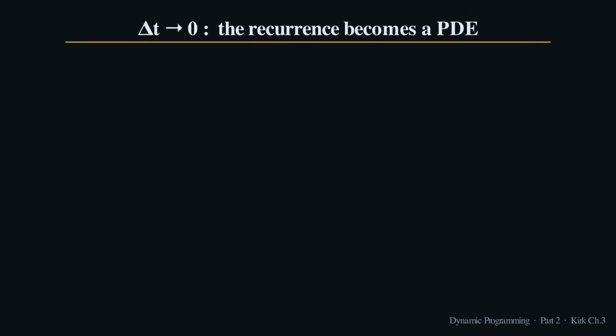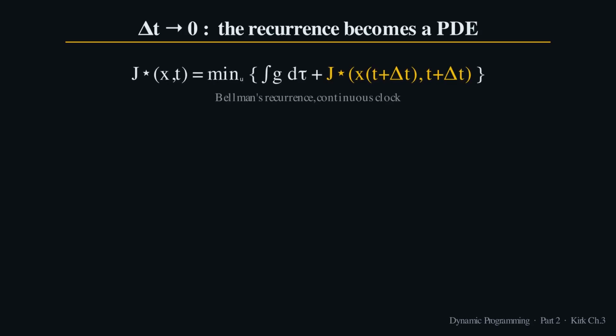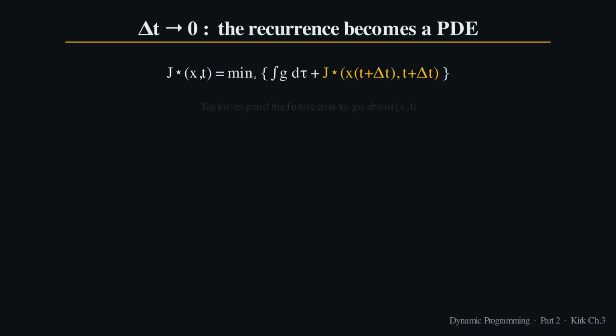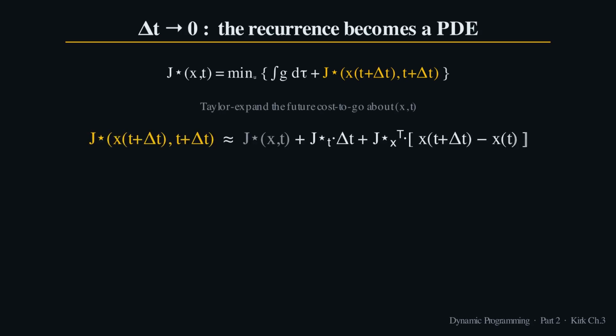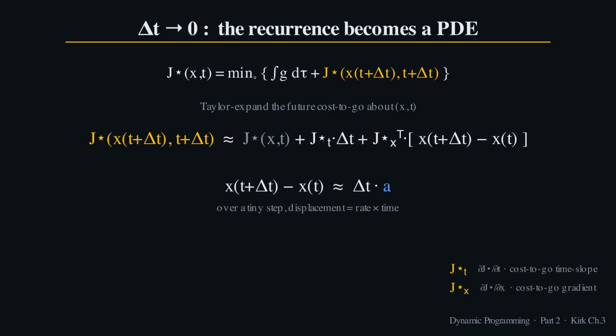This is the moment the two worlds fuse. Take that recurrence and let delta t go to 0. The trick is a Taylor expansion. The future cost to go J star a moment later is approximately the cost to go now plus its slope in time, J star sub t times delta t, plus its gradient in the state, J star sub x, dotted into how far the state moved. And how far did the state move? Over a tiny step, it's just delta t times the rate of change a.